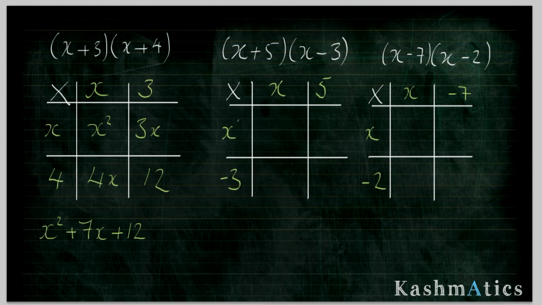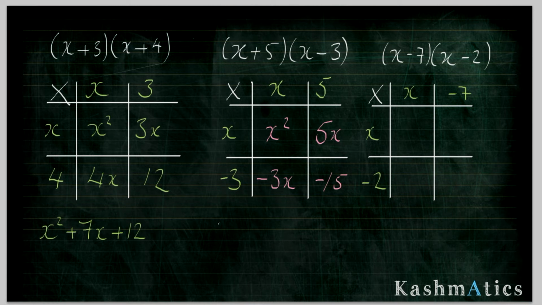So let's just do what we did before. So we've got x multiplied by x, which is just x squared. We've got x multiplied by 5, which is 5x. We've got x multiplied by a minus 3. And remember, a positive multiplied by a negative makes a negative term. So that's minus 3x. And I've got 5 times minus 3, which is minus 15.